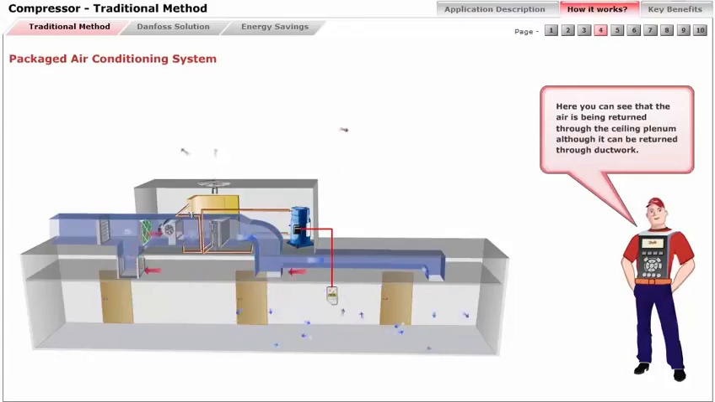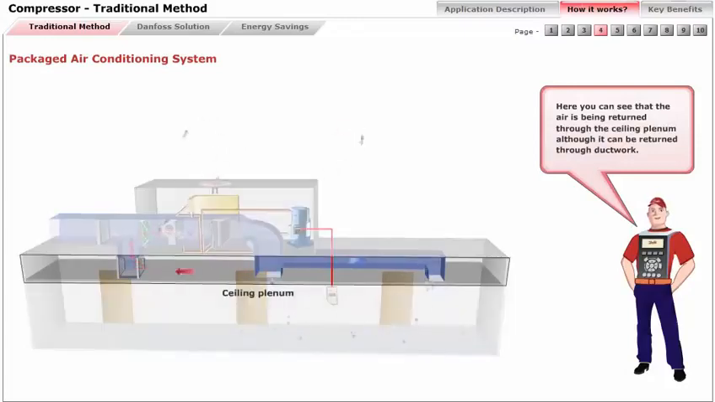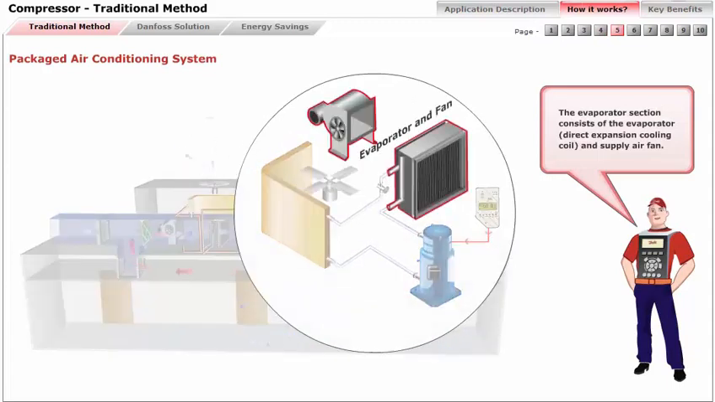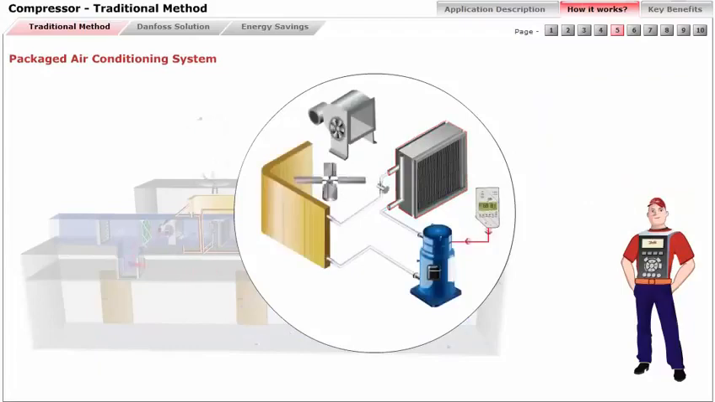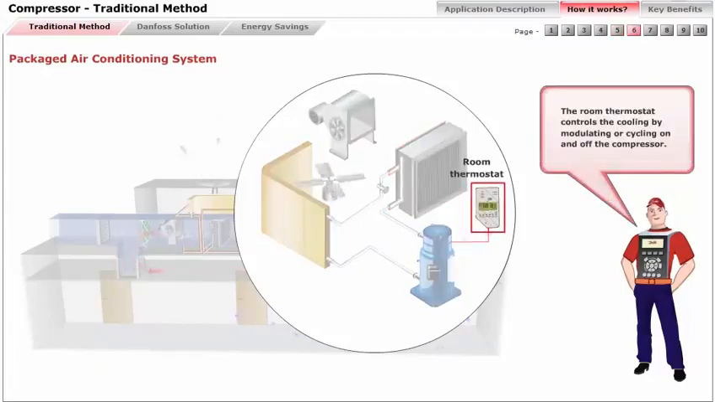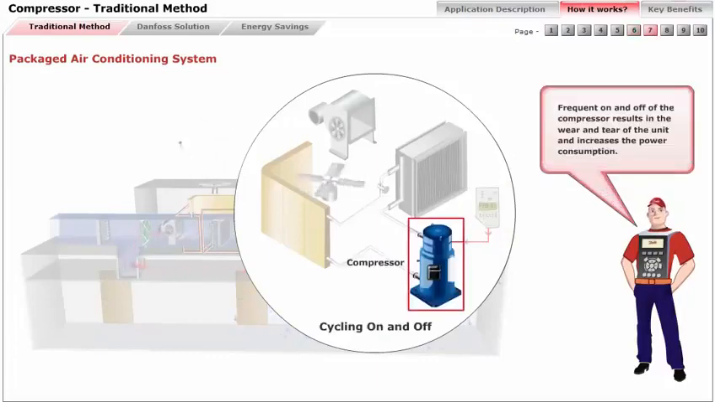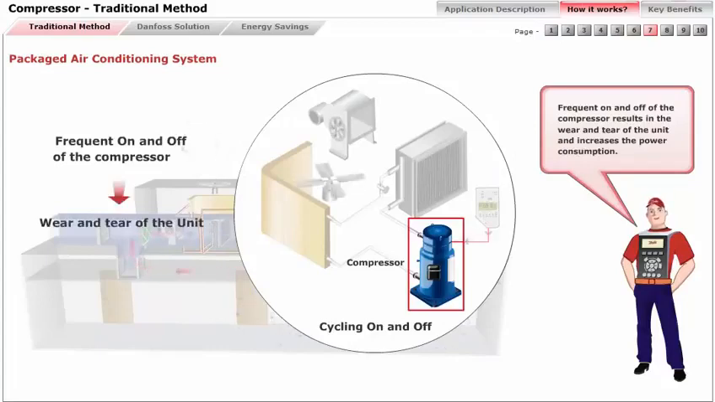Here, you can see that the air is being returned through the ceiling plenum, although it can be returned through ductwork. The evaporator section consists of the evaporator, direct expansion cooling coil, and supply air fan. The room thermostat controls the cooling by modulating or cycling on and off the compressor. Frequent on and off of the compressor results in wear and tear of the unit and increases the power consumption.